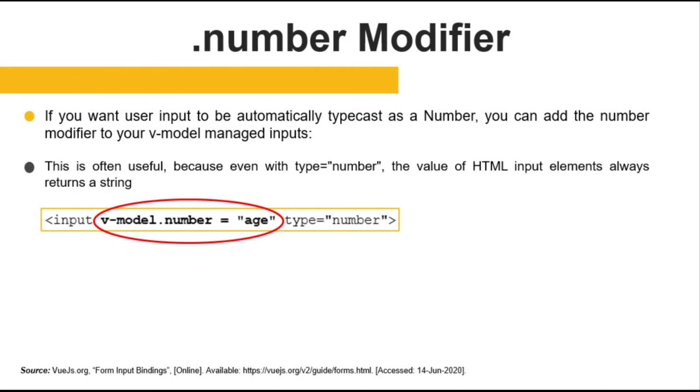Number modifier. If you want user input to be automatically typecast as a number, you can add the number modifier to your v-model managed inputs. This is often useful because even with type number, the value of HTML input elements always returns a string. If the value cannot be parsed with parseFloat, then the original value is returned.